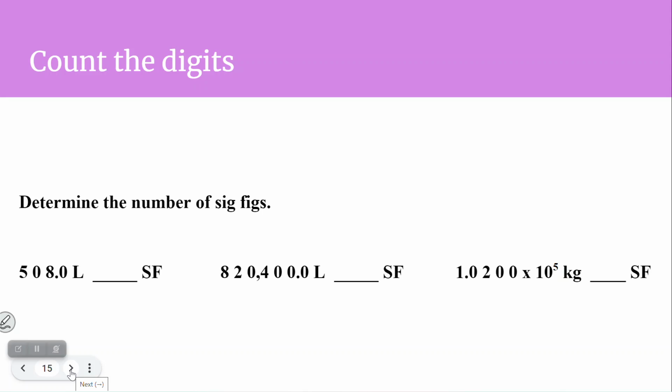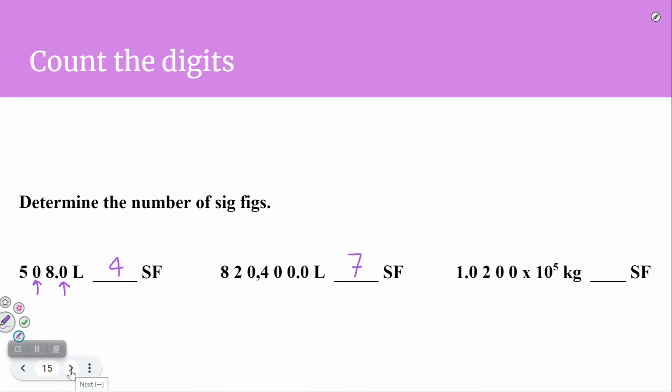How many sig figs do we have here? We have 508.0 liters. So we know for a fact that 5 and 8 are significant. Only questions about these zeros. So this 0 right here is captive. This 0 right here is a trailing 0, and there is a decimal place present. So thereby, all of these are significant. So we should say 4. This next one, go ahead and take a look at that and see what you can come up with. If you said 7 significant figures, you are absolutely correct. Good job.